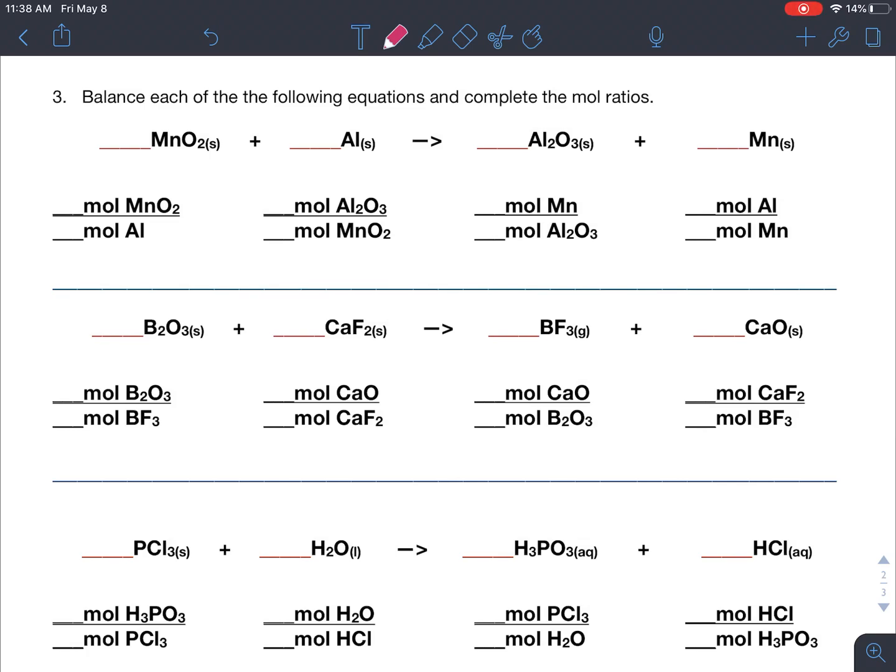Several of you have emailed and asked for some additional guidance on the mole ratios assignment, so I wanted to take a few minutes here just to work out an example problem, just to clarify what it is that you guys are actually doing in this assignment. I'm going to use the second equation that's on here, the B2O3 equation, and walk you through that one because it has a few extra little things that we can do in here.